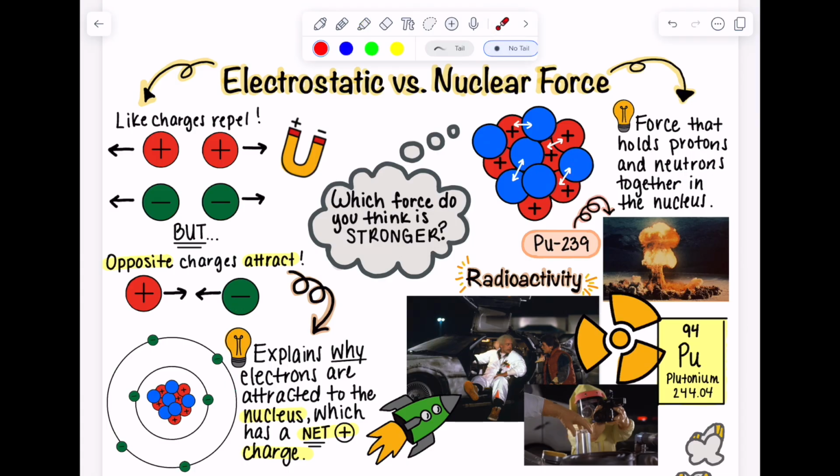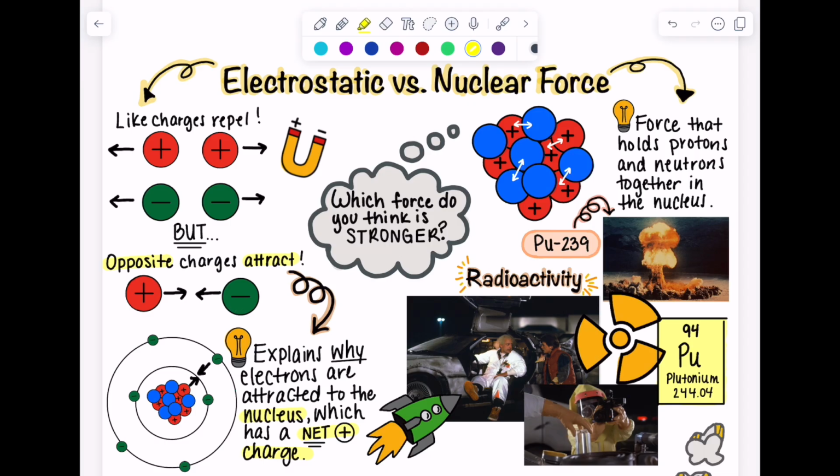So why do electrons orbit the nucleus? Well, because electrons have a negative charge and they are strongly attracted to that positive nucleus. That attraction, the pull between opposite charges, is what we call the electrostatic force.